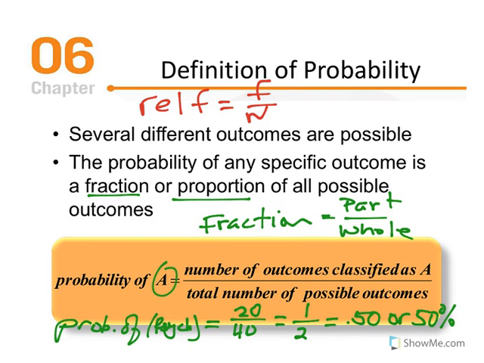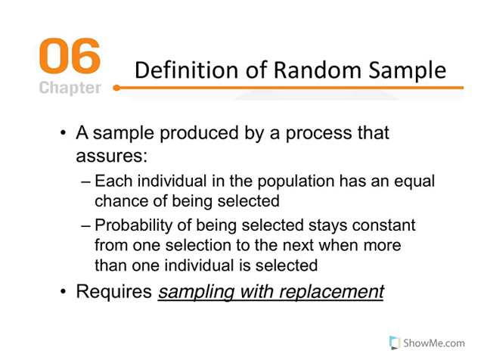random sampling better. So the definition of random sample: a sample procedure produced by a process that assures these two following things. Each individual in the population has an equal chance of being selected. The probability of being selected stays constant from one selection to the next when more than one individual is selected.